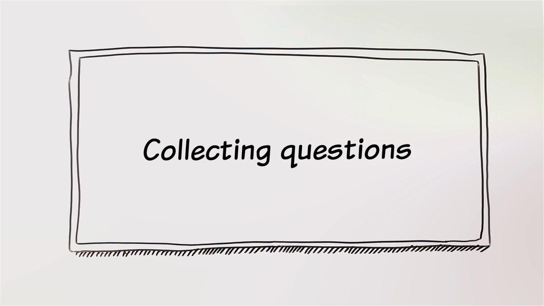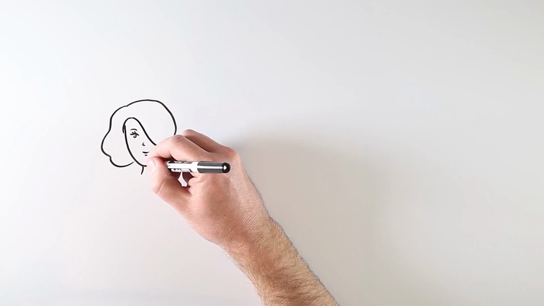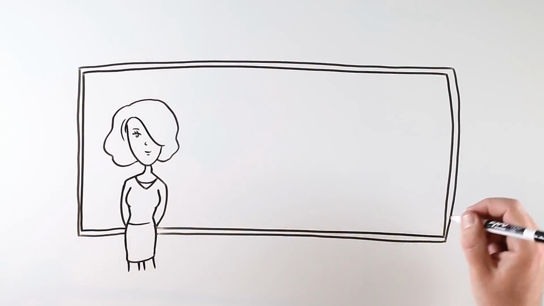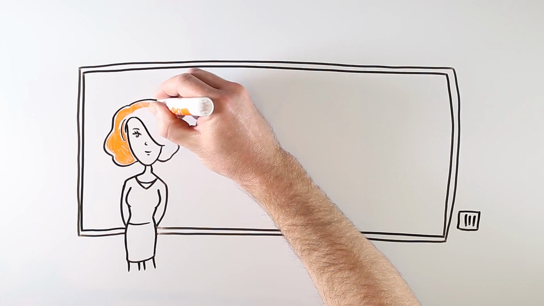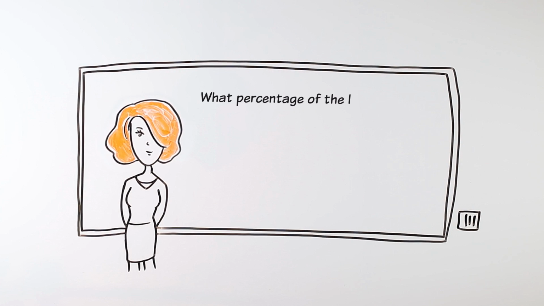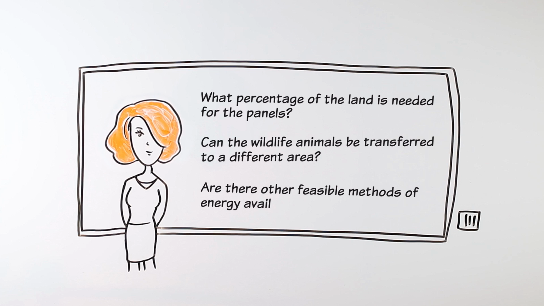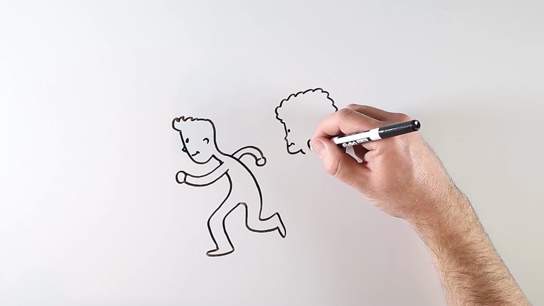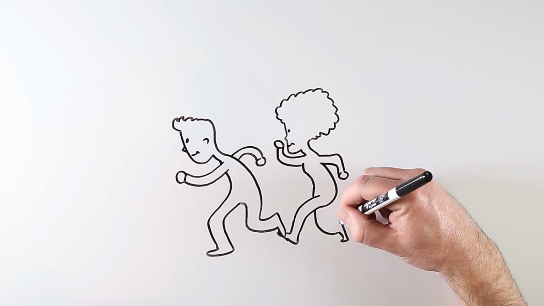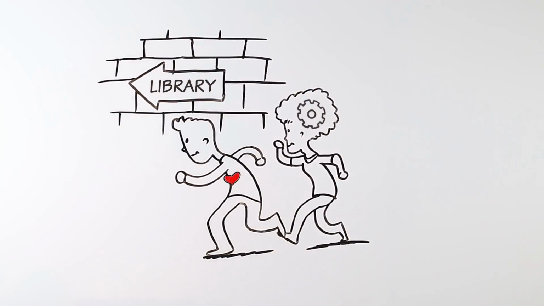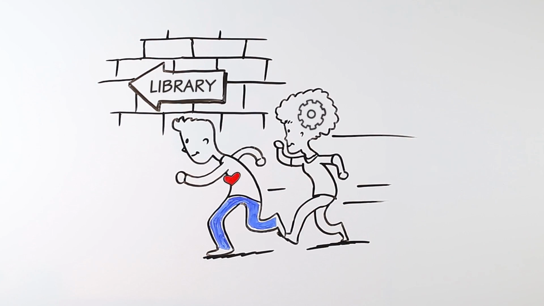Collecting questions. Petra listens carefully and collects all the questions that come up during the debate and makes the missing information visible for the whole class. What percentage of the land is needed for the panels? Can the wildlife animals be transferred to a different area? Are there other feasible methods of energy available? The students realize they are missing information. They become very motivated to acquire knowledge, since they are now involved in the story.